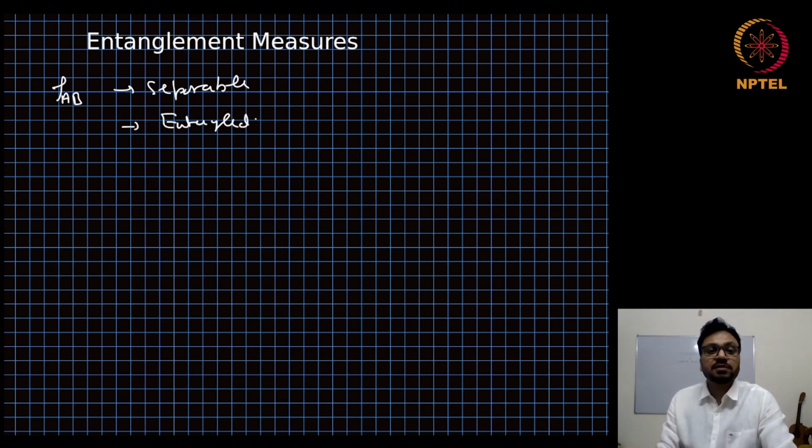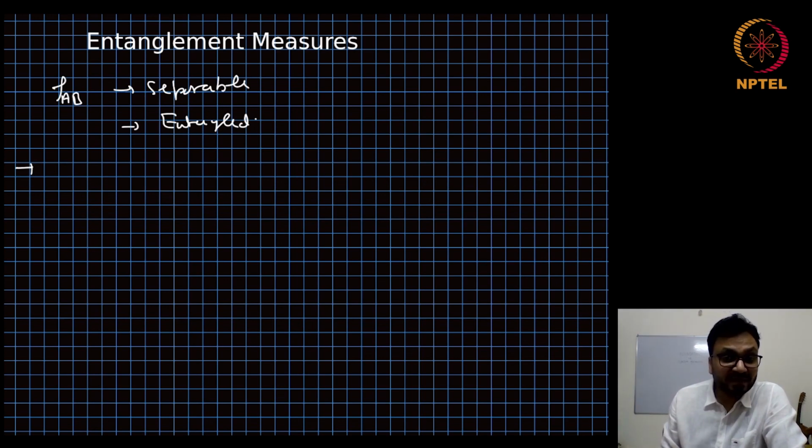The next obvious question is, given two entangled states, how can we say which one is more entangled and which one is less entangled, or if it is entangled at all or not? For that, we need to develop the entanglement measures method to quantify entanglement in a given quantum state. For a quantity to be an entanglement measure, it should satisfy two conditions.